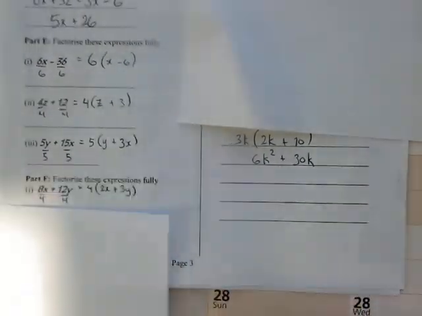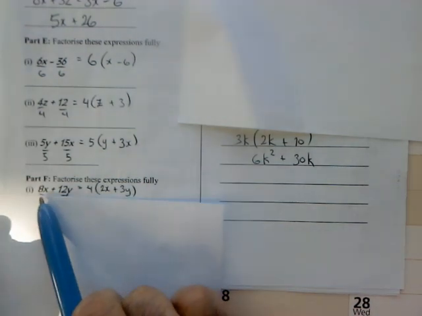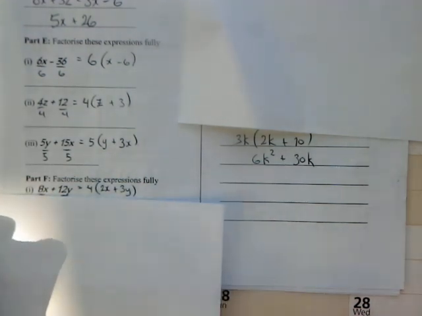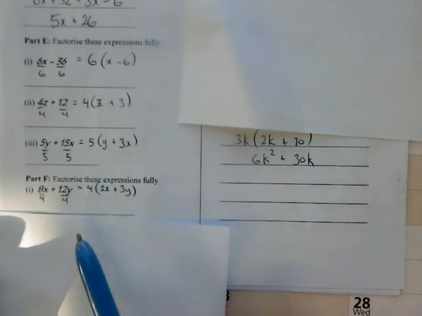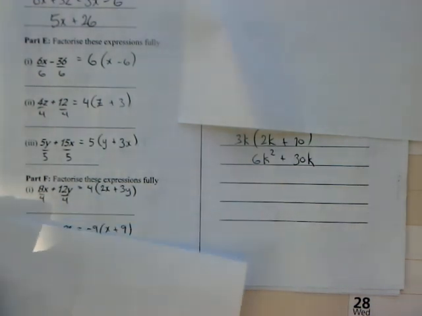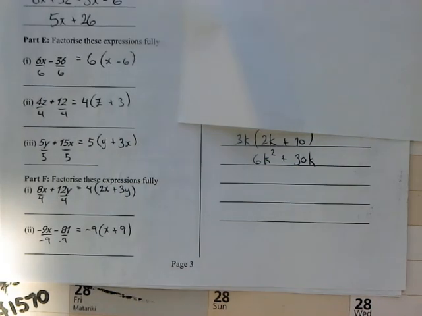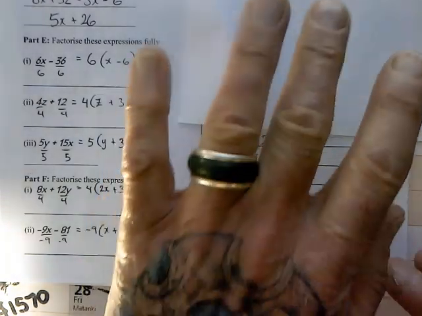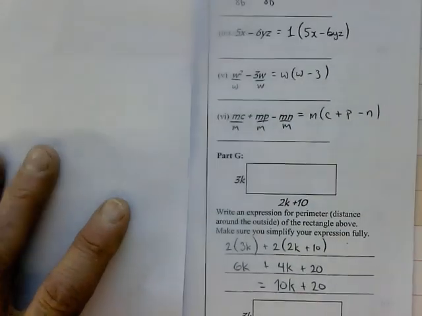noting that on these last ones, the biggest common factor isn't 8, it's 4. So I divide each one by 4: 8x divided by 4 is 2x, 12y divided by 4 is 3y, and there is the last one. On to the top of page 3.